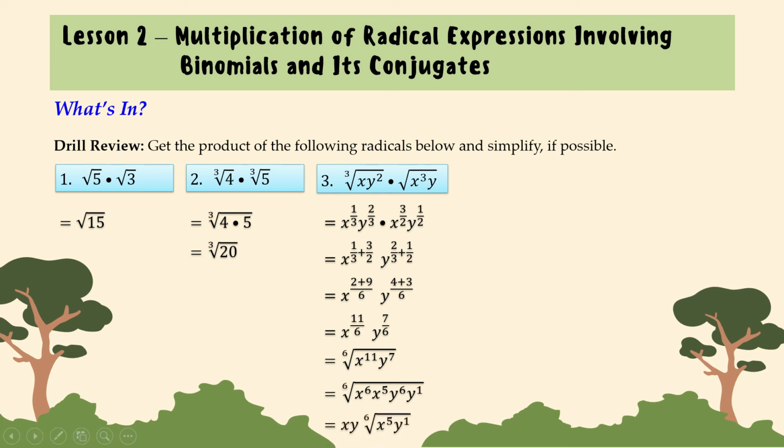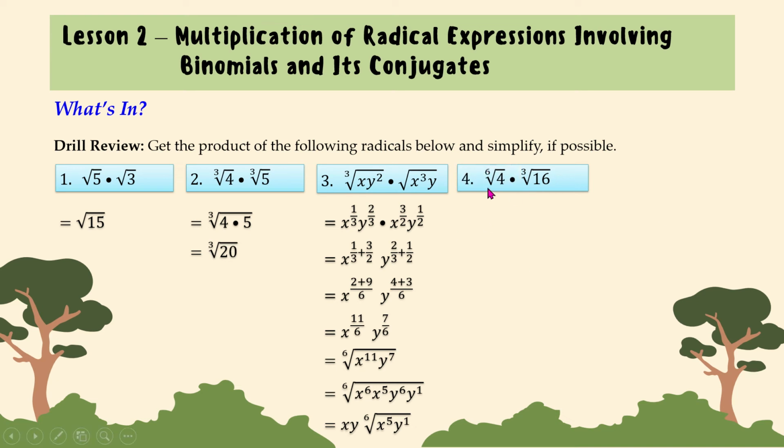Then the final answer: index 6 divided by exponent 6 of base x cancels, so x comes out. The x exponent 5 cannot come out because 5 is less than 6. The y exponent 6 cancels with index 6, so y comes out. So 6 divided by 6 is 1, cancellation. And y exponent 1 stays inside because 1 is less than 6. So what remains inside the radical symbol is the 6th root of x exponent 5 and y exponent 1. Fourth example.